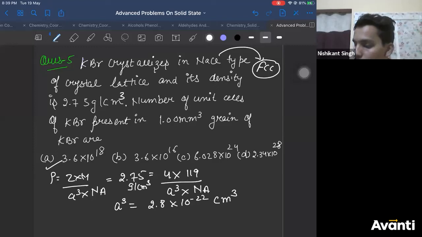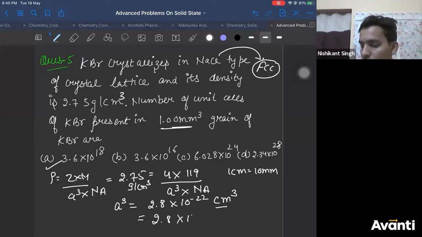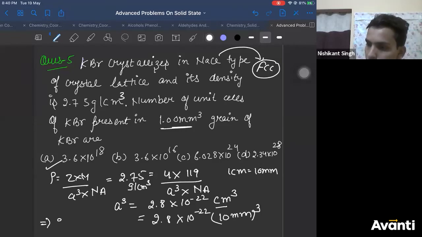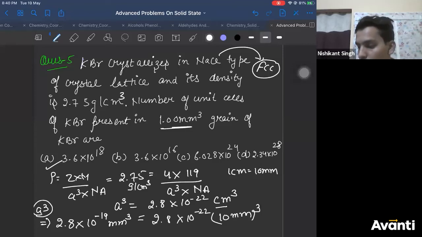Now you need to convert your centimeter cube into millimeter cube. 1 centimeter is 10 millimeter, because you have to calculate the units in millimeter cube. So 2.8 into 10 power minus 22, 1 centimeter can be written as 10 millimeter whole cube. So this approximately will come out to be 2.8 into 10 power minus 19 millimeter cube. This is the answer you will get. This is A cube, that means this is the volume of 1 unit cell. So 1 unit cell is present in this much millimeter cube.